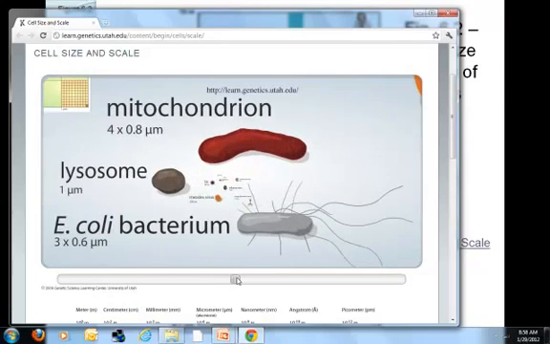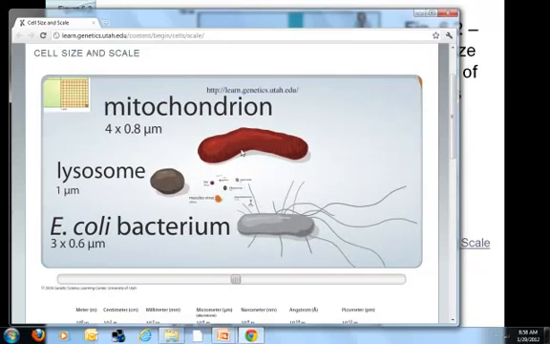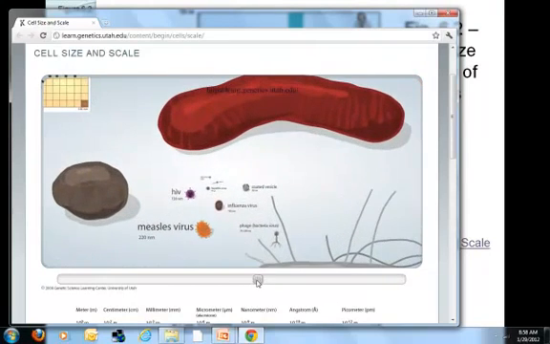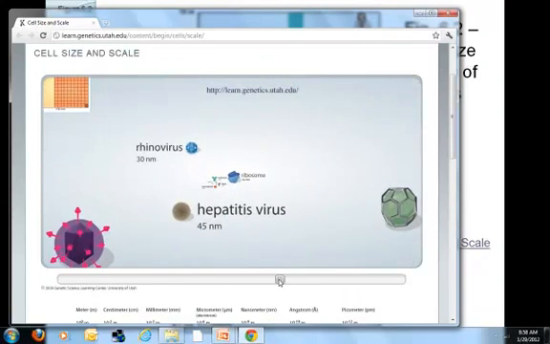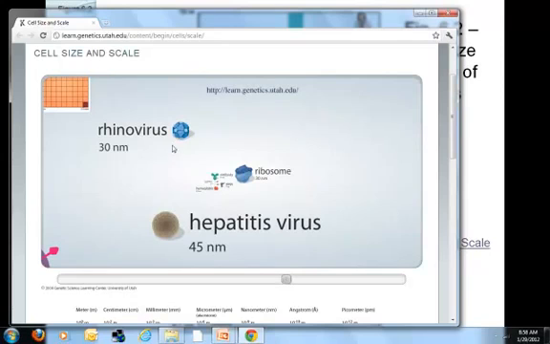If we go a little closer, now we can start to see the subcellular particles like the mitochondria and lysosome. These organelles we'll talk about in a second. And now we can start to see virus sizes. So measles virus, influenza, HIV, and here we have rhinovirus, which is the cause of the common cold. And notice now we're on the nanometer scale, which is definitely in the electron microscope range.